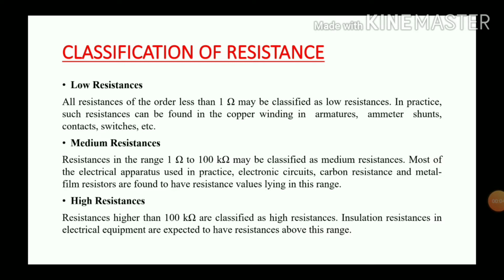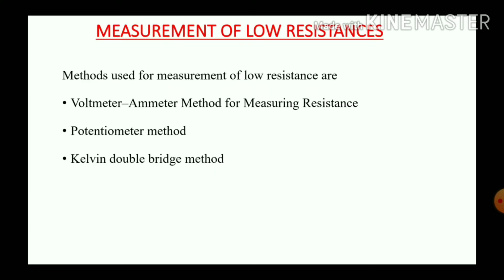The general method of measurement of resistance is with the help of a multimeter. The multimeter is having two leads, and by connecting the two leads at two ends of the resistance, we can directly get the value of resistance. But there are certain specific methods for measurement of resistance. First, move on to measurement of low resistance.